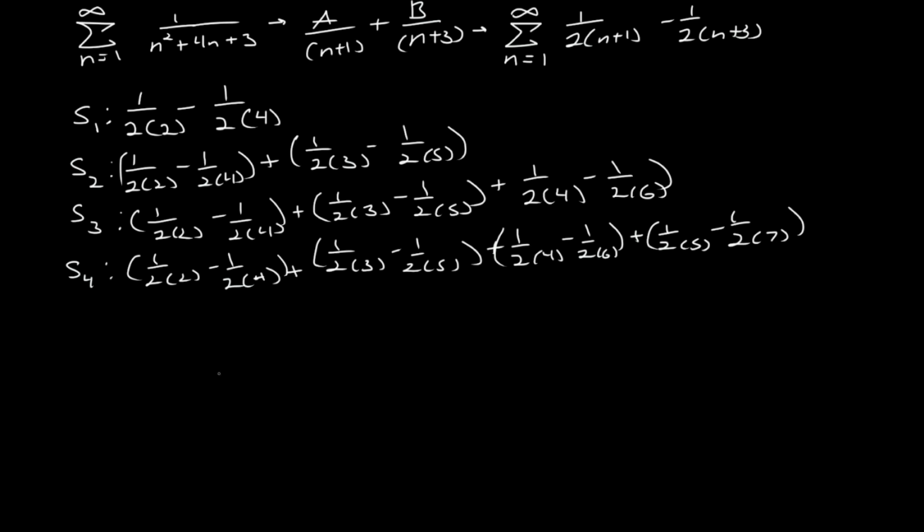Okay, so now that we've written out all of our partial sums, we can now begin canceling things out. So the first thing that we can see is that there is a -1 divided by 2 times 4, and there's a +1, so we can cancel these two out. There is also a -1 divided by 2 times 5, and there's a +1 divided by 2 times 5. We can cancel these two out as well.